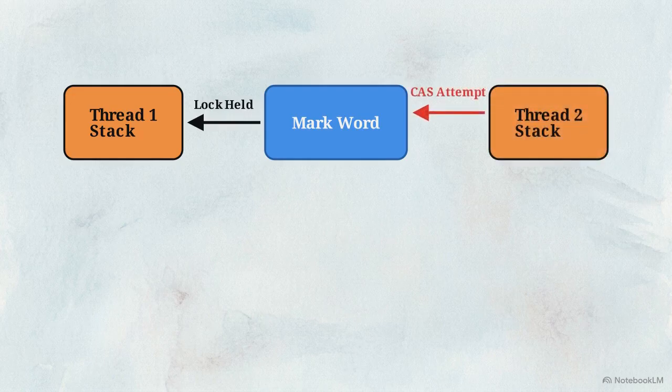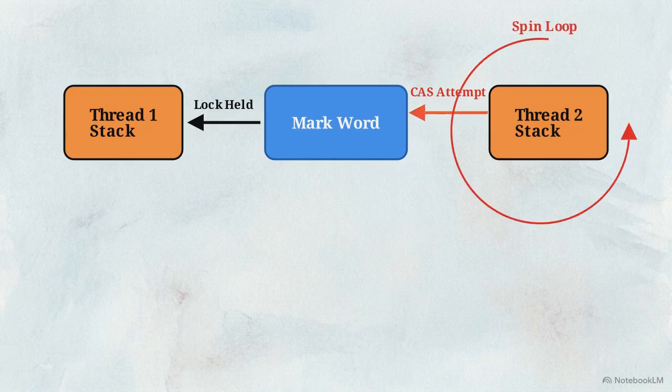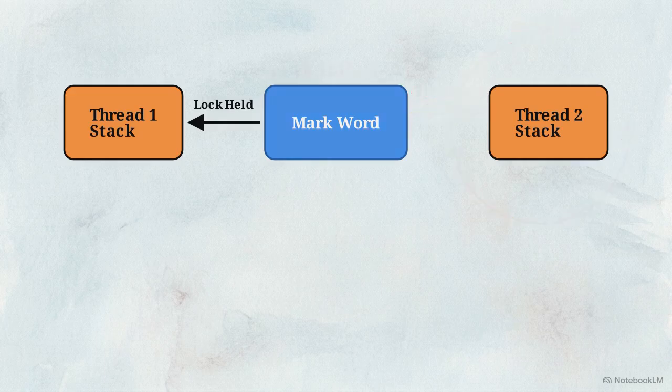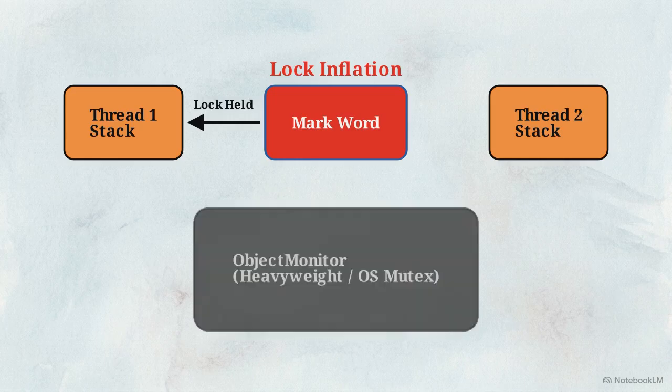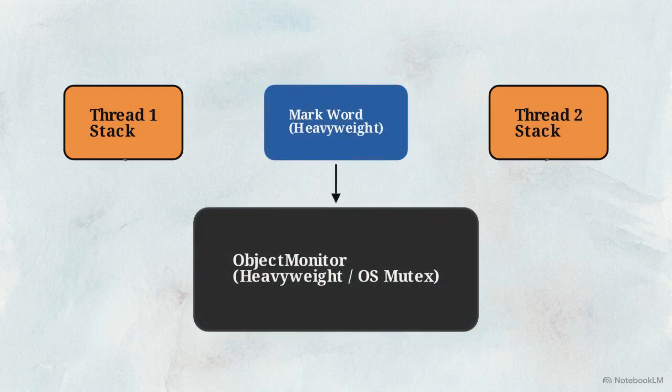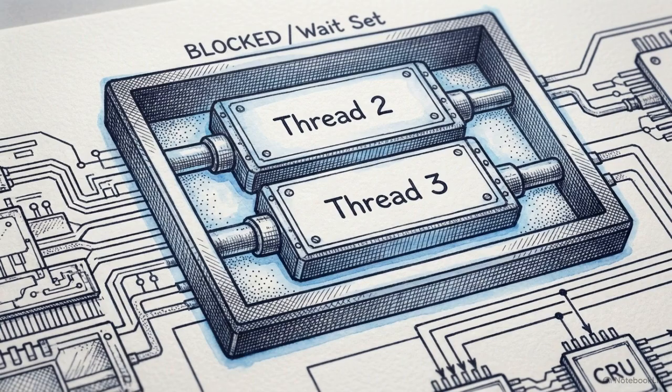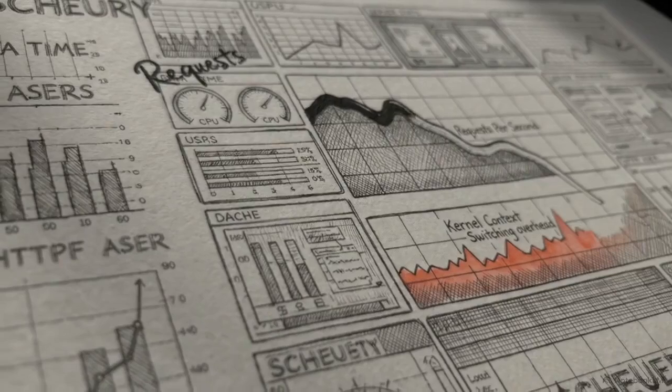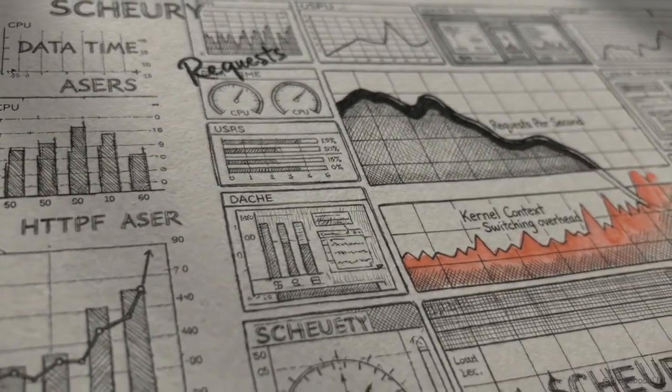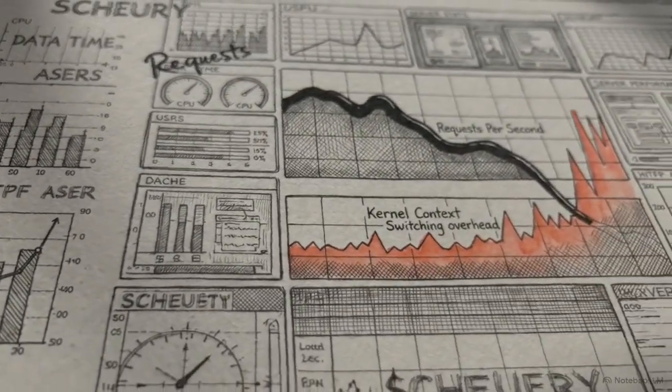It uses a hardware compare-and-swap instruction to record a pointer to the locking thread stack. The contending thread does not suspend yet. Instead, it enters a spin loop, repeatedly executing CAS instructions, hoping the lock releases quickly. If the contention persists, the lock undergoes inflation into heavyweight locking. The JVM instantiates a native object monitor. Contending threads stop spinning and are moved into a blocked state queue managed by the operating system. This transition to the OS kernel introduces heavy context switching delays, which can significantly reduce the overall execution speed of the application.